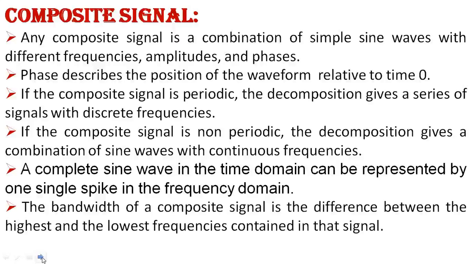A complete sine wave in the time domain can be represented by a single spike in the frequency domain. So one sine wave shown in the time domain, when we convert from time domain to frequency domain, you will get only a single spike. The bandwidth of a composite signal is the difference between the highest and the lowest frequencies contained in that signal.